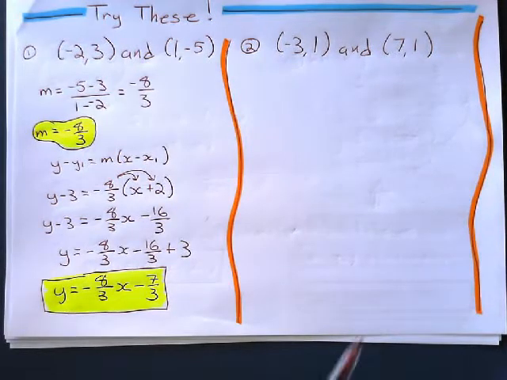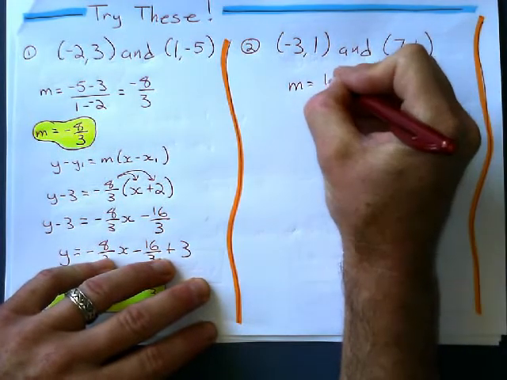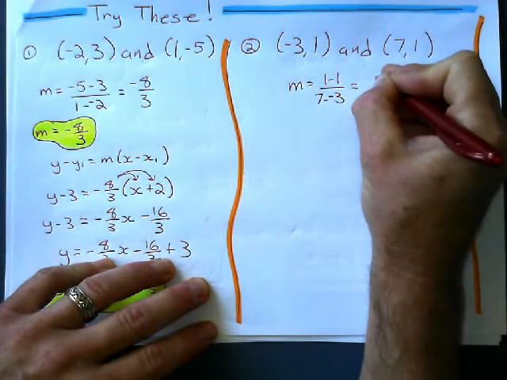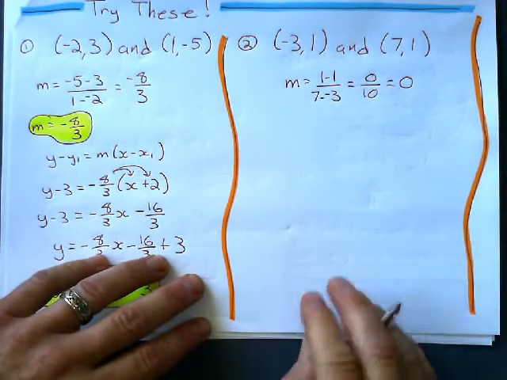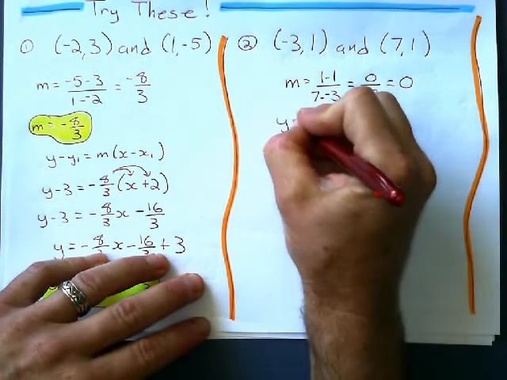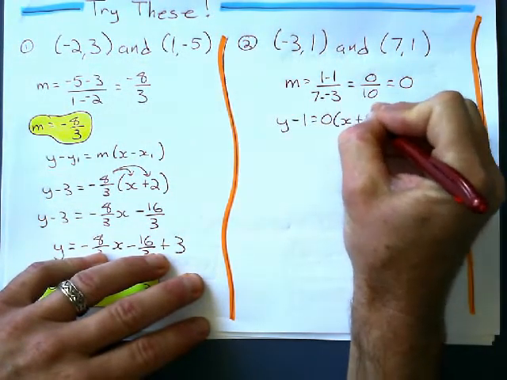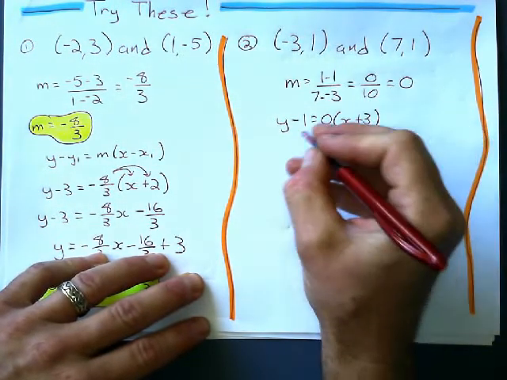So in this example, we find the gradient. Change in y, 1 minus 1 over 7 minus negative 3. That gives me 0 over 10. That gives me 0. It's a horizontal line, of course. So that means y minus 1 equals 0(x plus 3). Remember, minus a negative 3 is plus 3.